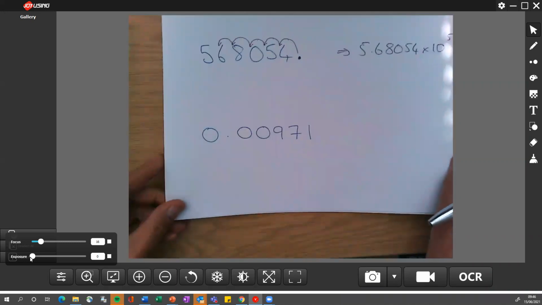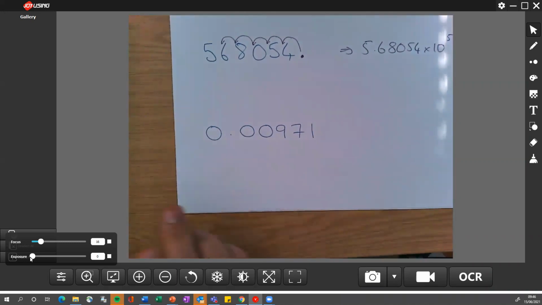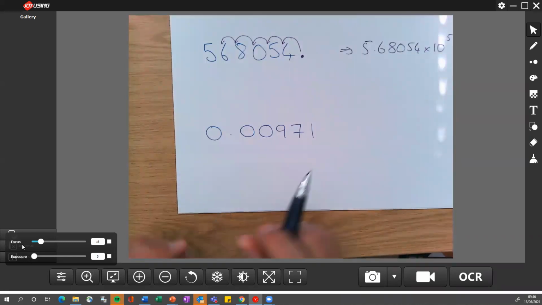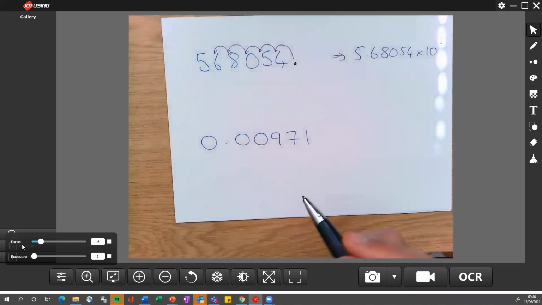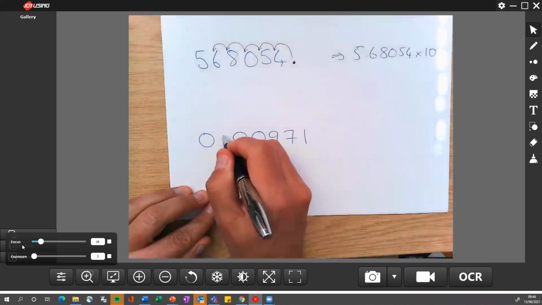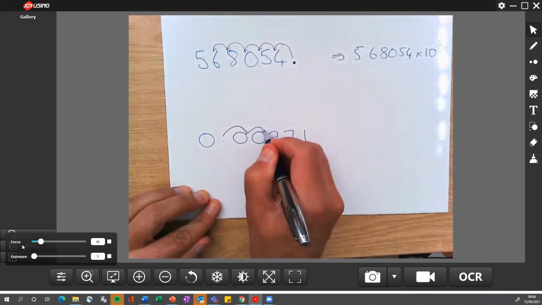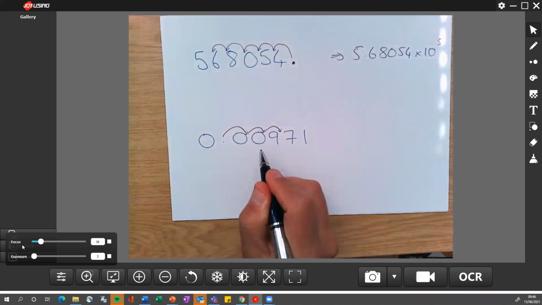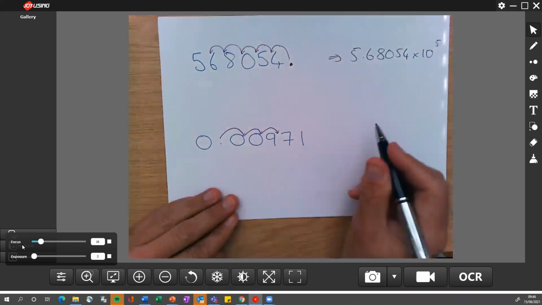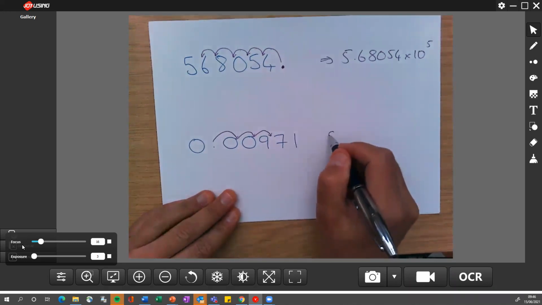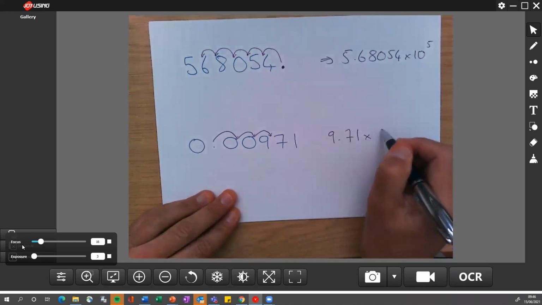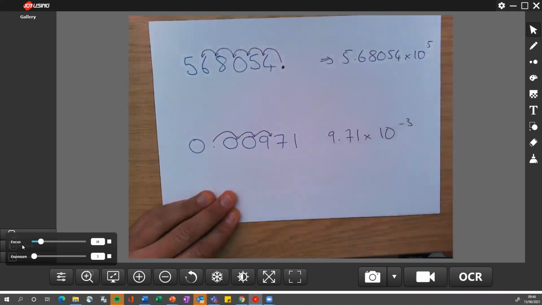Let's have a quick look at smaller numbers. So at least this time, when converting this to standard form, we don't have to worry so much about adding a decimal point because there's already the decimal point there. But the hopping method would have us go 1, 2, 3. Now, because it's a number whose magnitude is less than 1, then the exponent is going to be negative. So that will give us 9.71 times 10 to the minus 3.